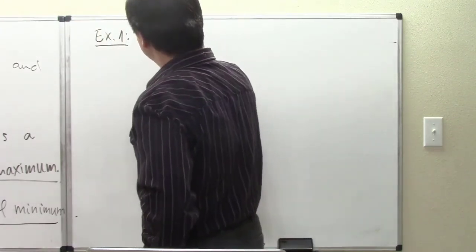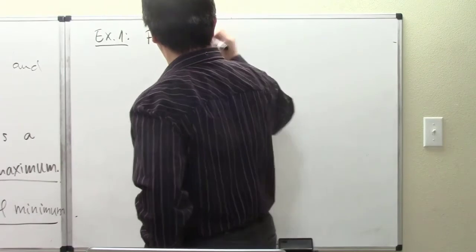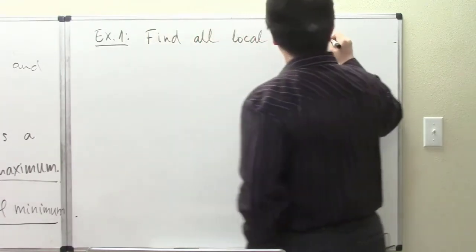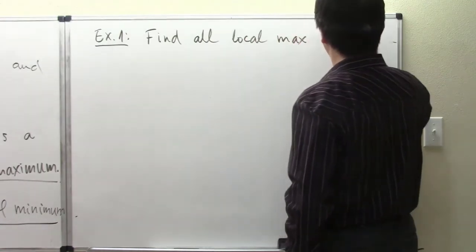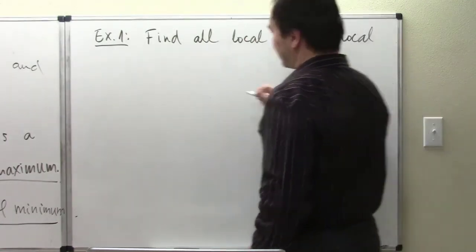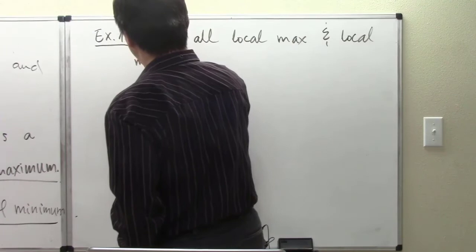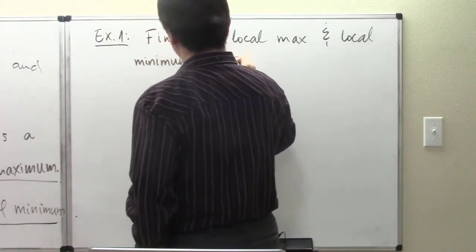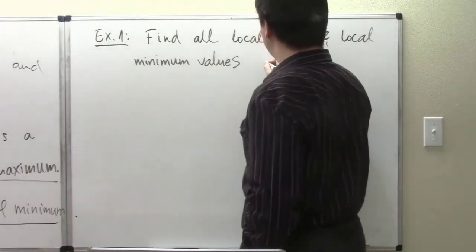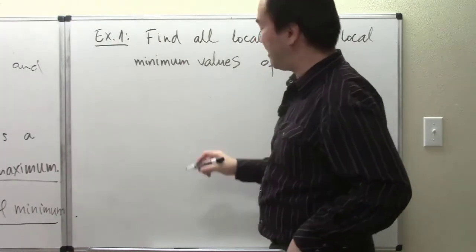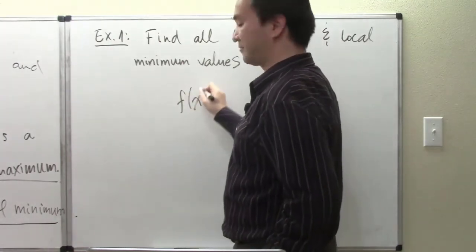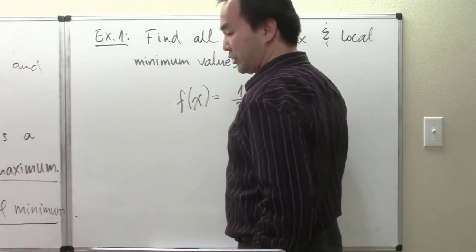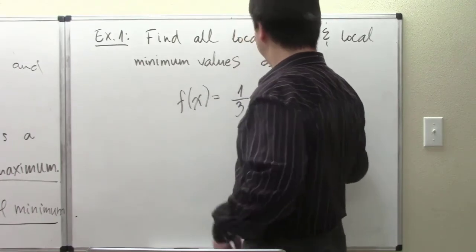I am going to say: find all local maximum and local minimum values of our function. How about f of x equals 1/3 x cubed minus x.